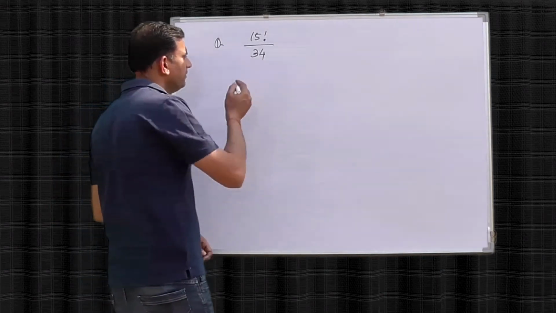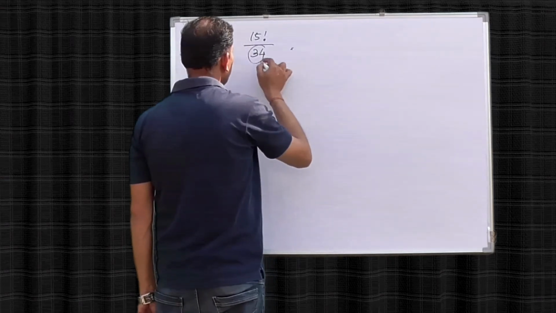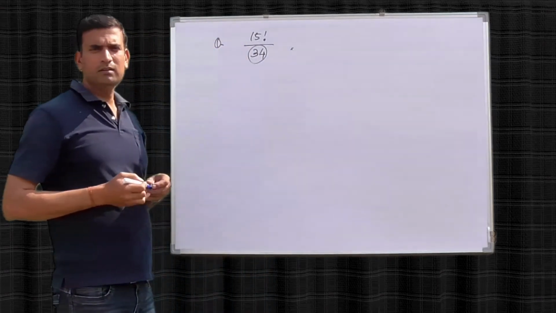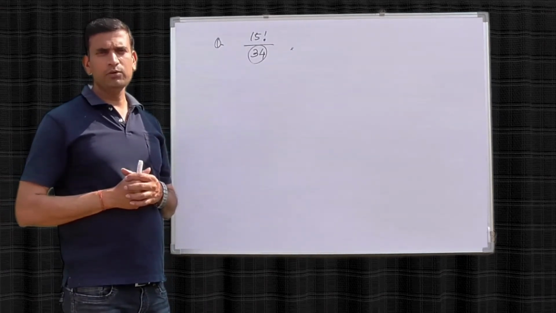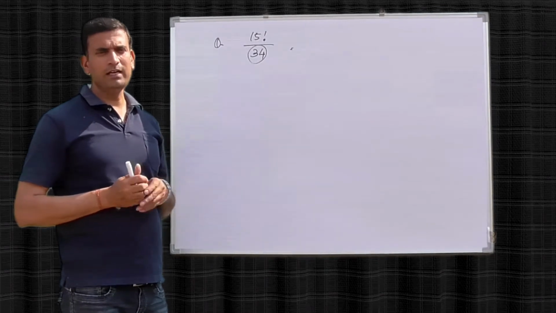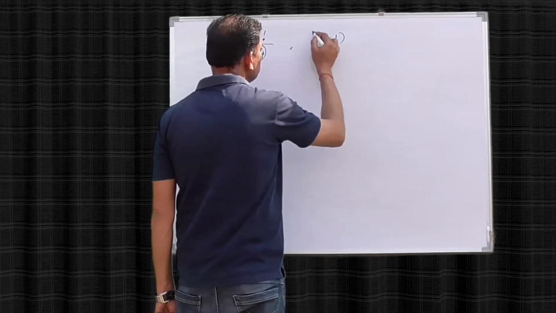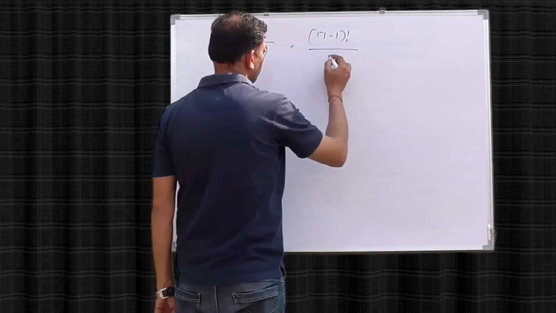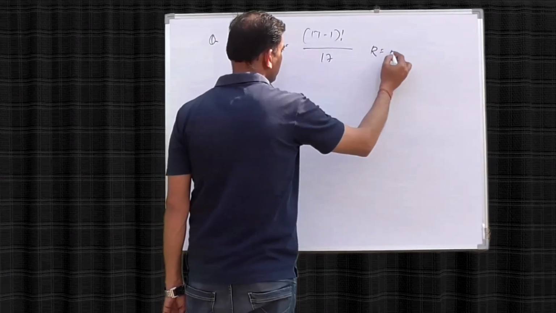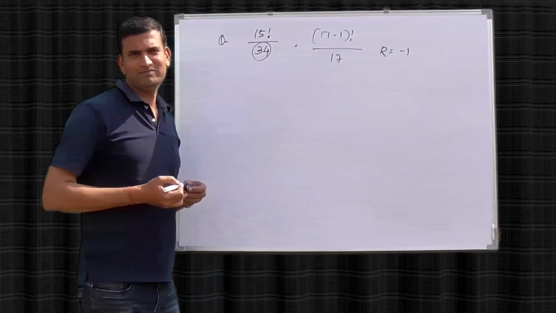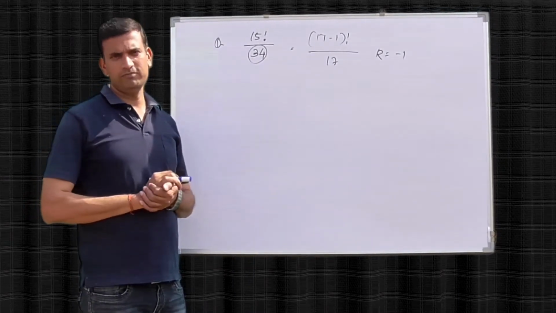So for 15 factorial, we can write down that 34 is also not a prime number. This is a composite number, that is 17 into 2. So I am using 17. We can write down here (17 minus 1) factorial when divided by 17 gives you the remainder of minus 1. Okay, this is as per Wilson's theorem.